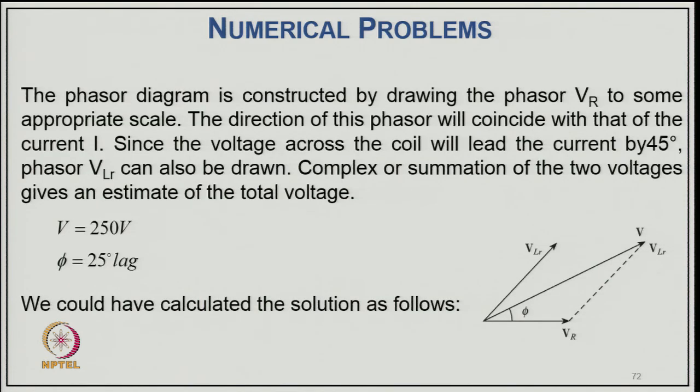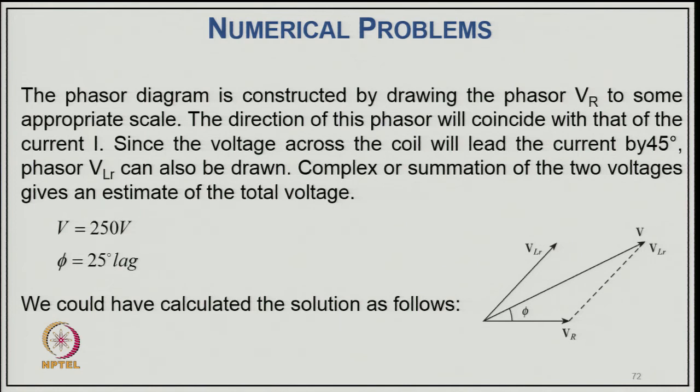So, the phasor diagram is constructed by drawing the phasor of V_R to some appropriate scale, and the direction of this phasor will coincide with that of the current. Since the voltage across the coil will lead the current by 45 degree, that voltage can also be drawn. The phasor sum of the two voltages gives V equal to 250 volt and phi equal to 25 degree.